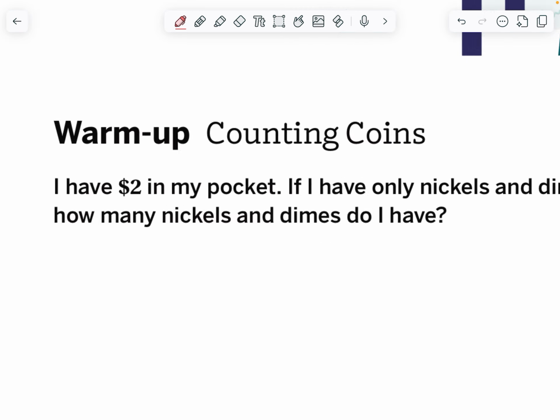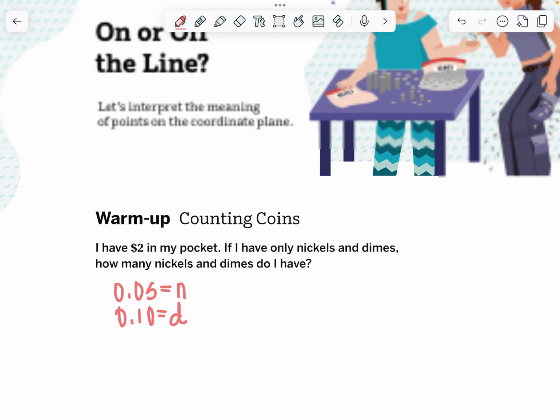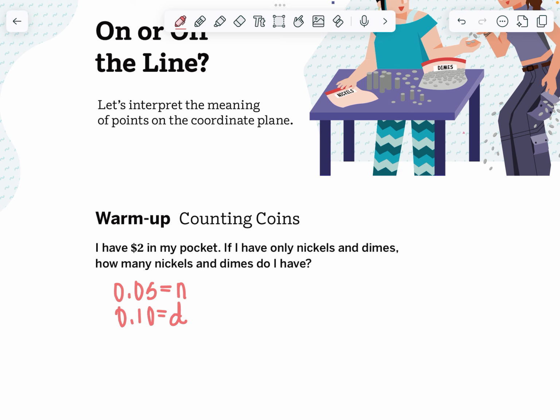I know that a nickel is 5 cents, and I know that a dime is 10 cents. I know my combination is $2. So when you start to think about this, you could start with dimes and count by 10. So I could say 5 dimes equals 50 cents, so that gives me $1.50 to put into the nickels. Or I could say 10 dimes gives me a dollar. There I have half my money taken by dimes, so then I'm going to use the other dollar for my nickels.